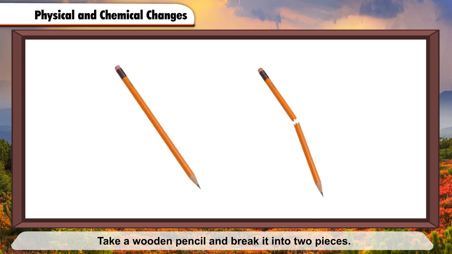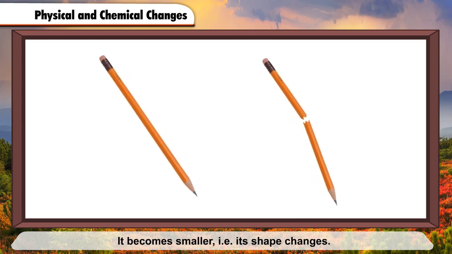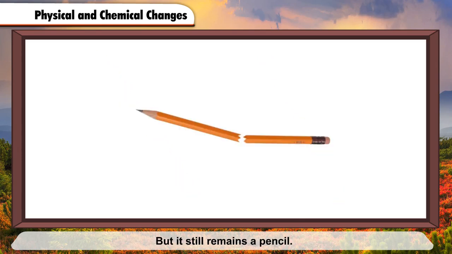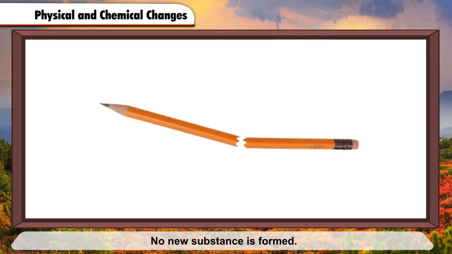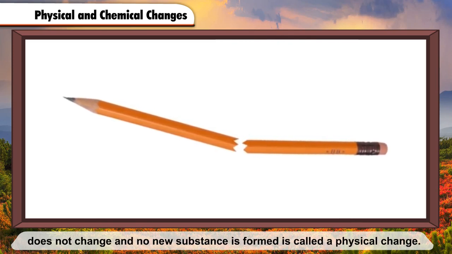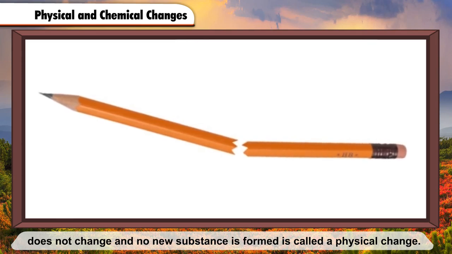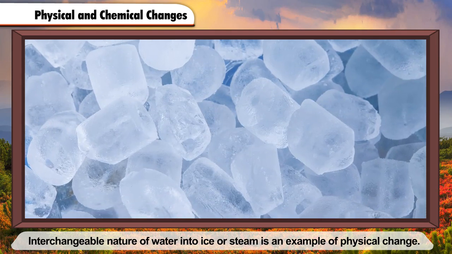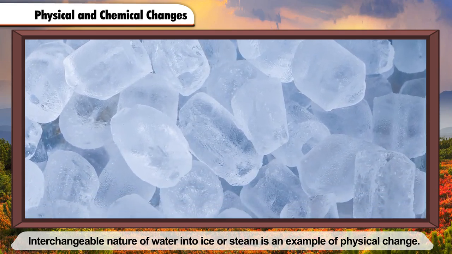Take a wooden pencil and break it into two pieces. It becomes smaller, that is, its shape changes. But it still remains a pencil. The nature of the molecules of the pencil does not change. No new substance is formed. A change in which the nature of molecules of the substance does not change and no new substance is formed is called a physical change. The interchangeable nature of water into ice or steam is an example of physical change.